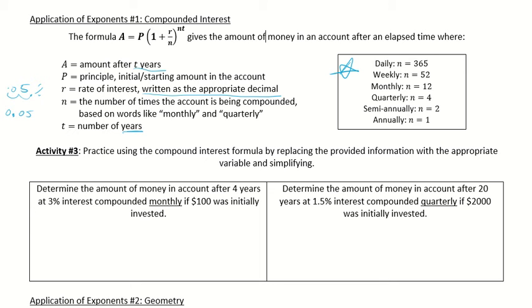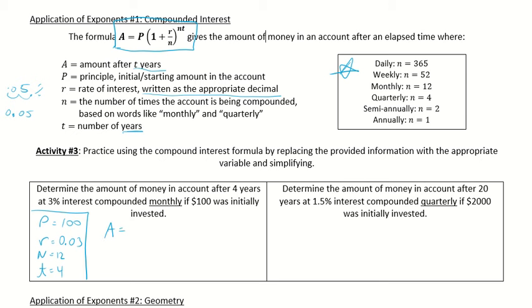When we're looking at a problem like this one, determine the amount of money in the account after 4 years. Time is 4. Rate is 3%, but as a decimal, 0.03. Again, move that decimal place 2 to the left. The interest is compounded monthly, so N is 12, as there are 12 months in a year. And the principal, or starting amount, is $100. So this is our initial information that we're going to substitute into the formula that was given at the top of the page.